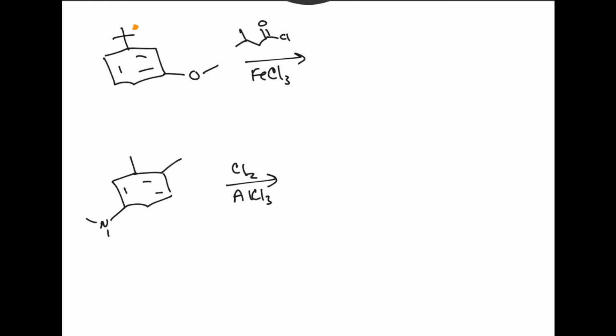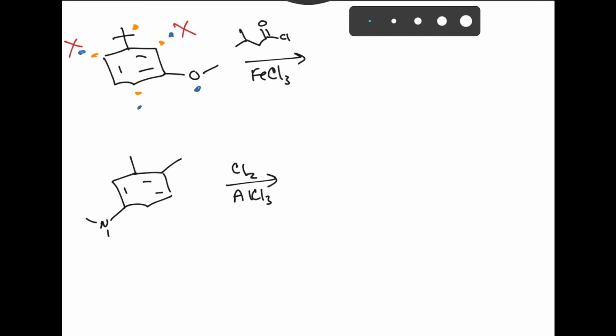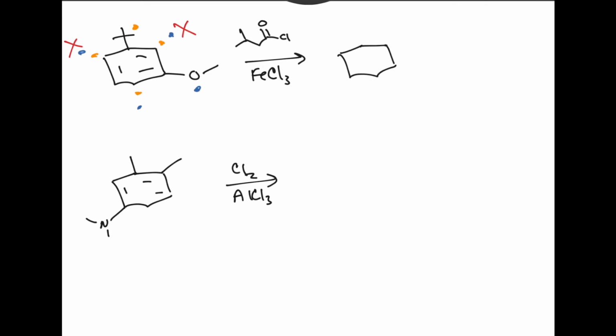So our tert-butyl group is going to direct ortho-para to itself. Our methoxy is going to direct ortho-para to itself. But tert-butyl is big and blocks its ortho position, so here and here get eliminated, right? You can't add beside a tert-butyl group easily, so that just leaves one position that we can put our ketone. So we should only get one product.